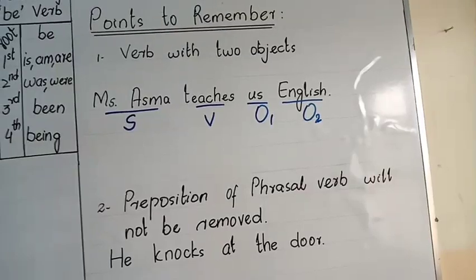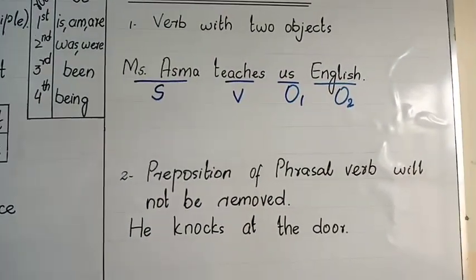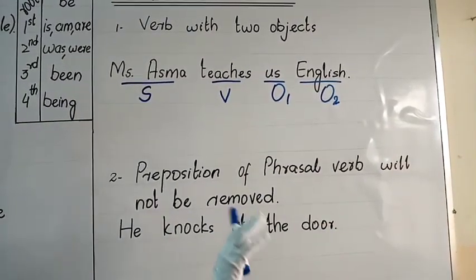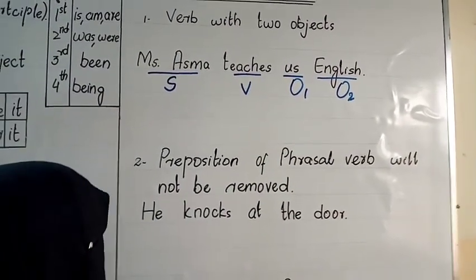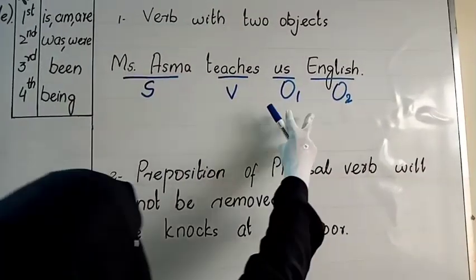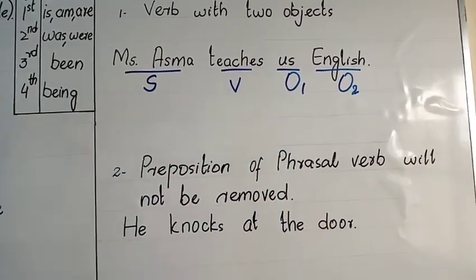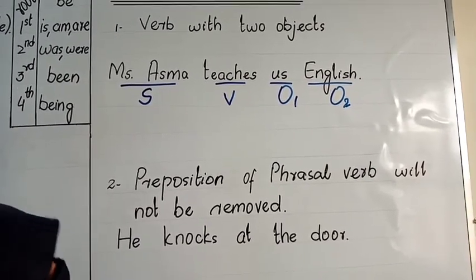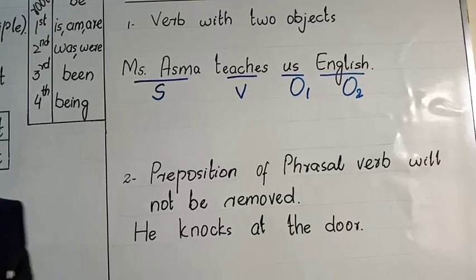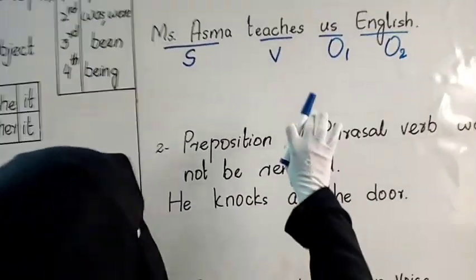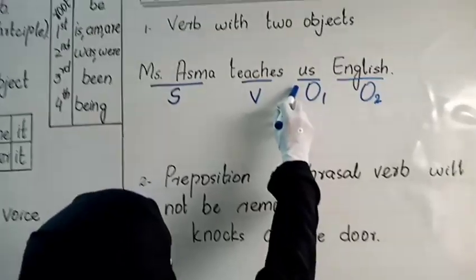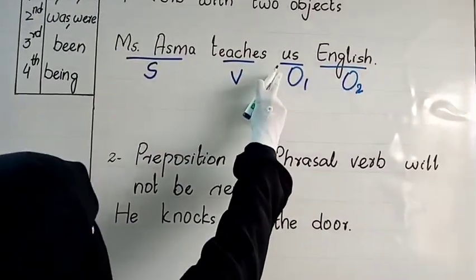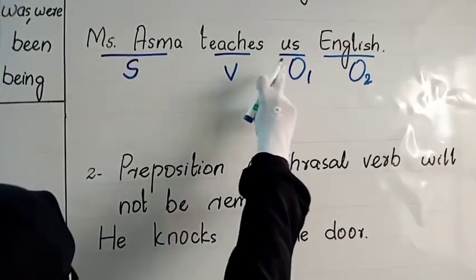So we can make the passive voice with any one object, with us or with English, and the next object will remain unchanged in the sentence. We will make the passive voice using any one of these two objects, and the other object will remain in its place. For example, usually we make passive voice with the first object, but we can also make it with the second object too.